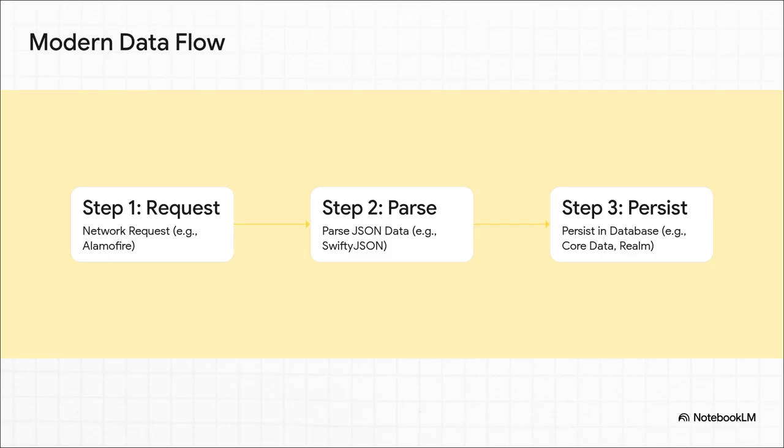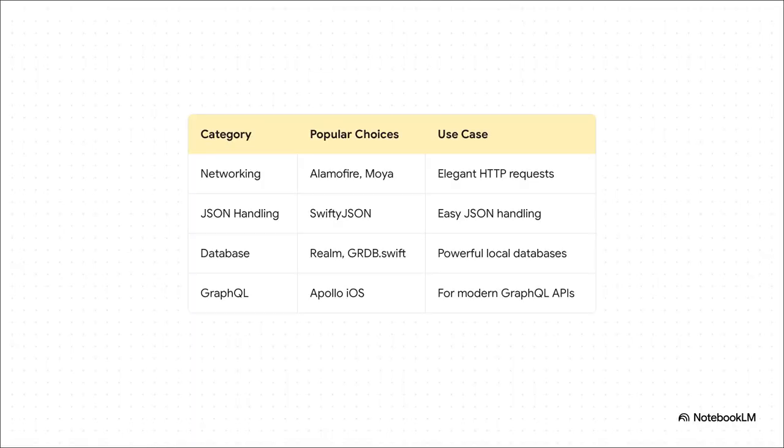Then, your app has to understand, or parse, that JSON, and a tool like SwiftyJSON is perfect for that. Finally, you'll probably want to save some of that data on the device, so the user can see it even when they're offline. And the best part is, you don't have to build all this from scratch. The developer community has created some amazing tools. For networking, Alamofire is pretty much the gold standard. For local databases, Apple's Core Data is really powerful. But a lot of developers absolutely love Realm for how fast and simple it is. And if you're working with a more modern API using something called GraphQL, then Apollo iOS is the tool you'll want to grab.